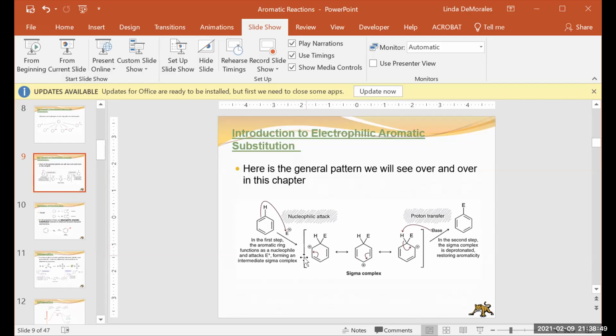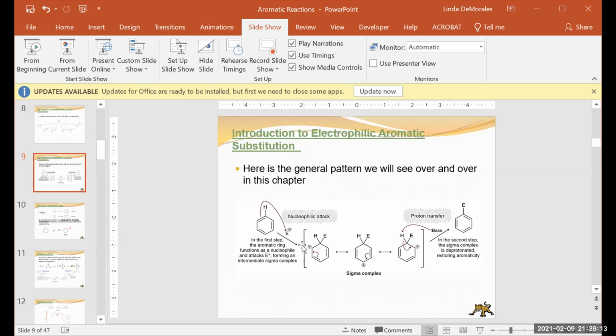On the positive charge, notice it goes ortho, para, and then ortho again. And you should know all the electron pushing arrows for that sigma complex. And then you have a second step, where you do proton transfer to get rid of that hydrogen and restore the pi bond that you took out in this first step.